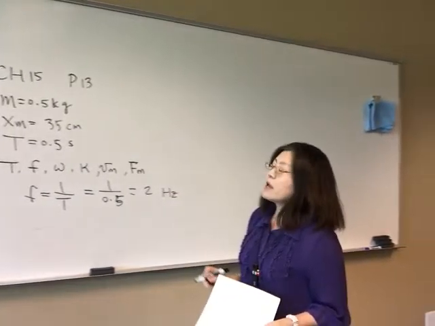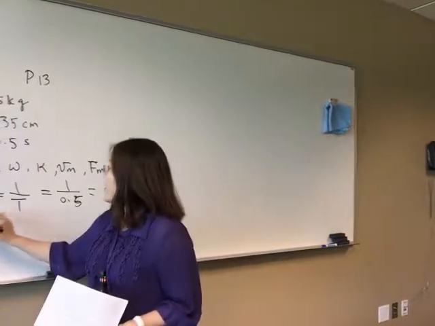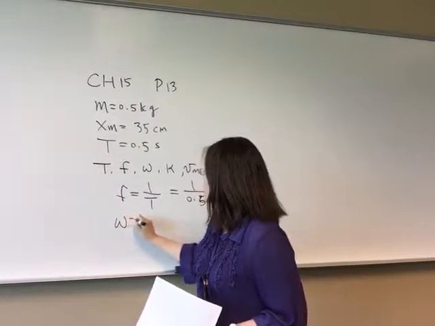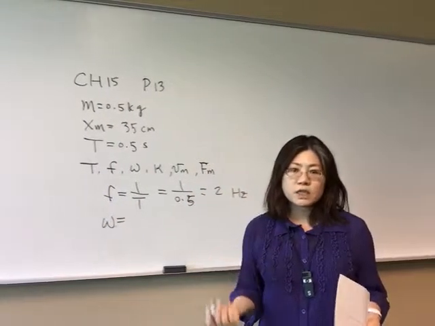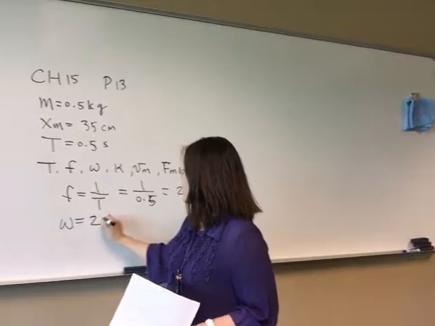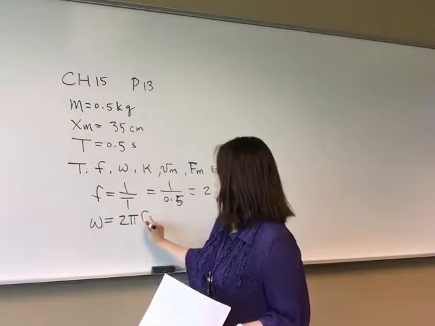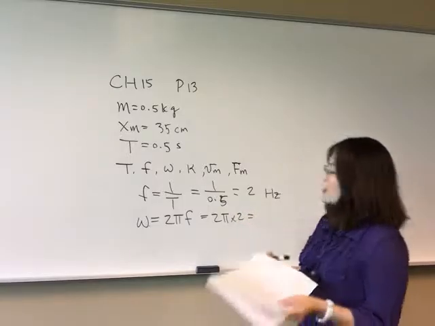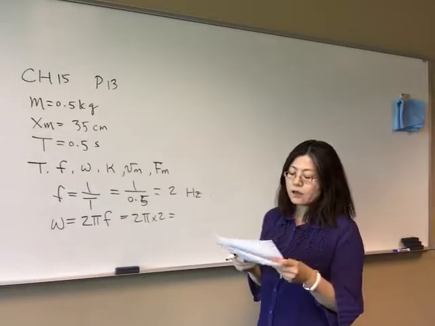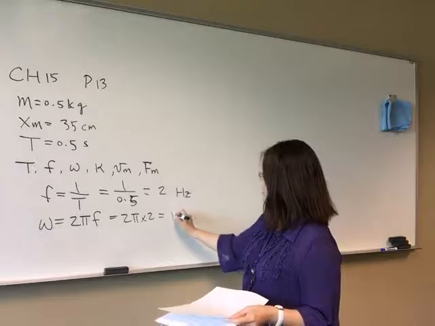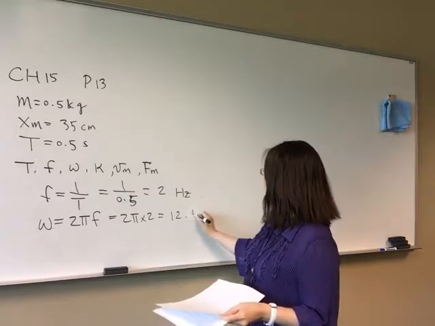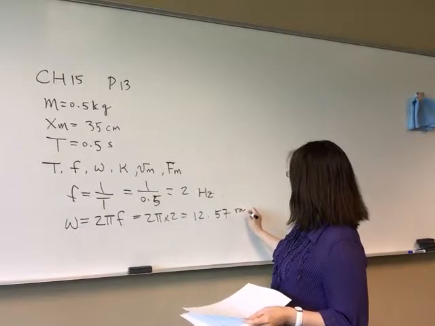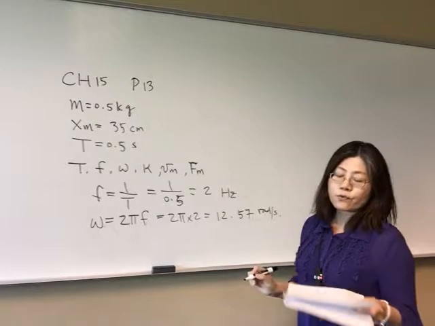And then you also find the angular velocity, or angular frequency. For angular frequency, you can either use 2 pi over T, or you can use the following equation, which is just 2 pi times f. So you have 2 pi times 2, and then you multiply out the pi. What you have here is 12.57, and that will be in radians per second. So that's the angular frequency.